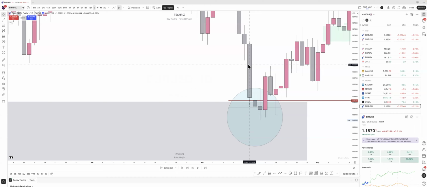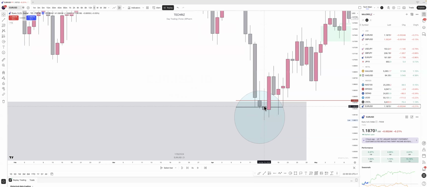Friday, Monday, Tuesday. Can you see it? Monday, Tuesday. These things are not random. I don't think they are random. Tuesday. And this is also how you can know your high probability range.